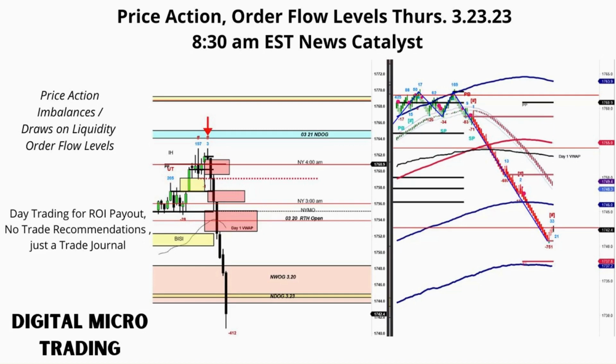No trade recommendations. It's just a trade journal. We're going to talk about some price imbalance, draws on liquidity, and order flow levels because we still have a sell-off here into Europe Globex. Price action order flow levels, Thursday, March 23rd, '23. And yes, we have an 8:30 Eastern Time news catalyst coming in with some economic reports. Let's get to the charts.